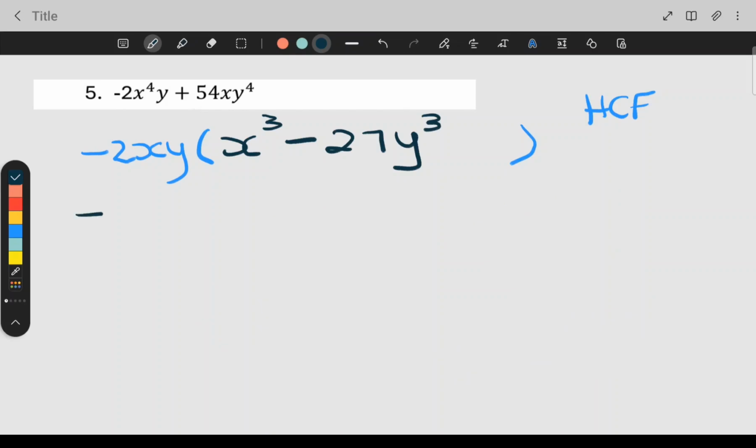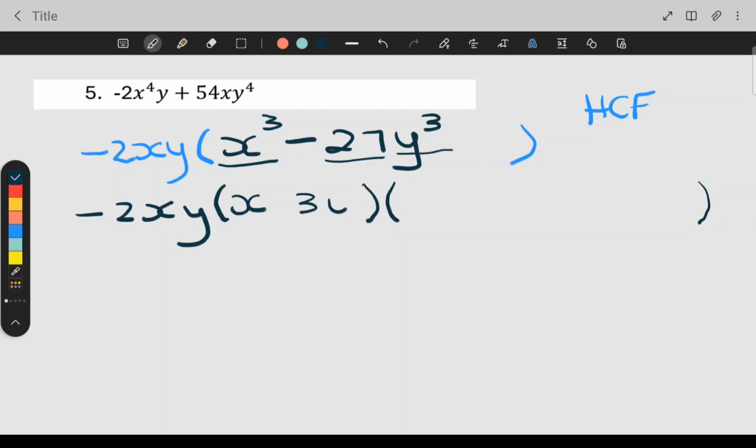Step number 2. I keep this in front, but now I notice this is the difference of two cubes. Okay, how do I know that? Because this is a multiple of 3 and 27 is a perfect cube. So this whole bracket will now become two brackets, a small one and a big one. The cube root of this is x. The cube root of that is 3. The cube root of that is y. If this is a minus, this is a minus. This is always a plus, and that is now a plus because this must be the opposite of that.